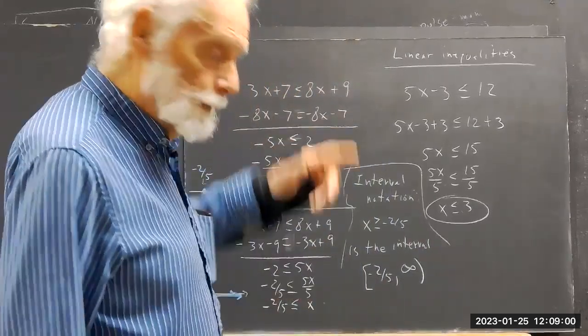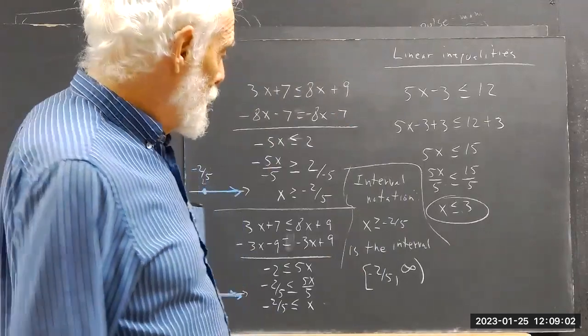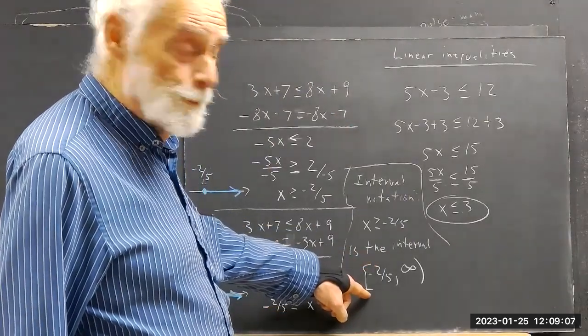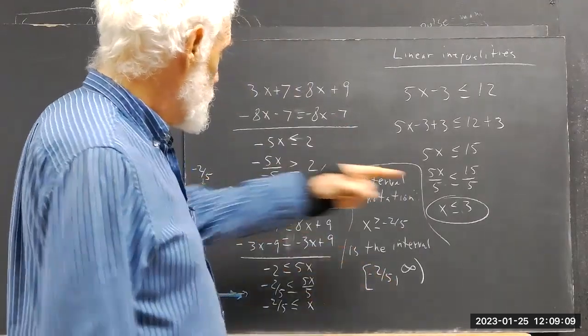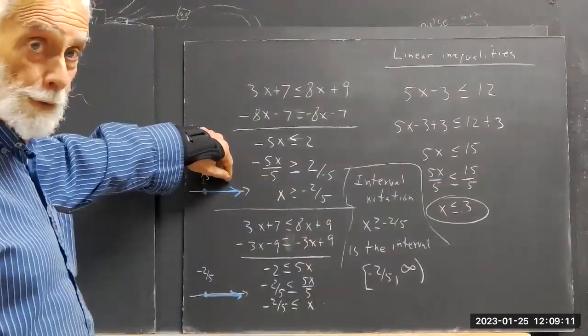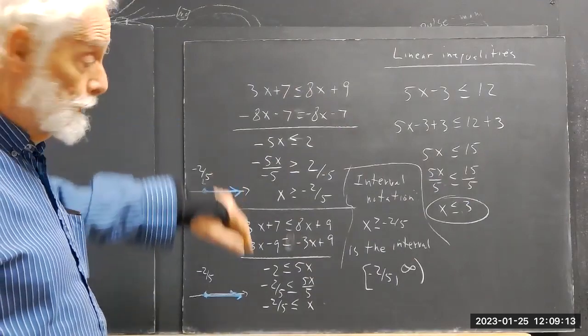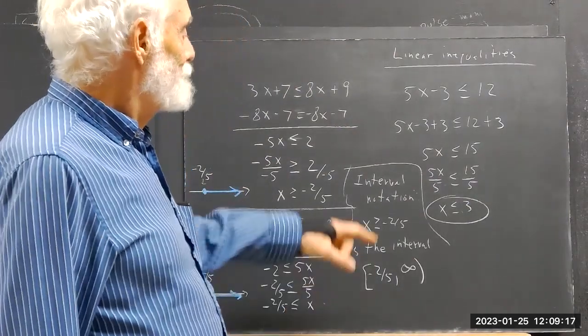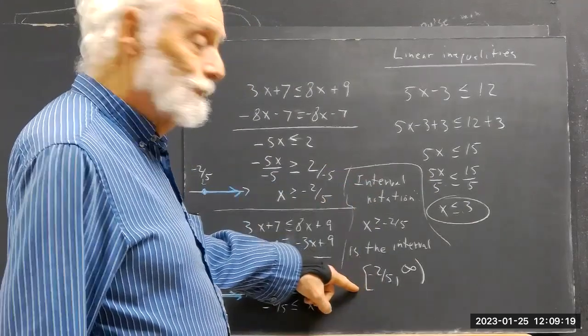-2/5, infinity. Okay. It includes -2/5, so I use a square bracket here. And it goes forever to the right, indicated by the arrow on the picture. And a formal statement of this is x satisfies this if and only if it's in there.